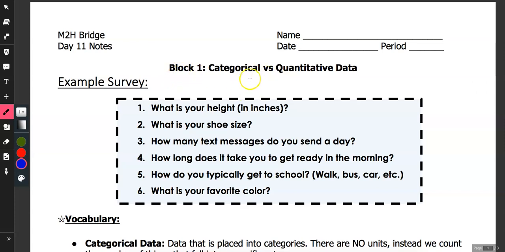We're going to talk about categorical versus quantitative data. The unfortunate thing here is we would be collecting a lot of data as a class if we were in school together, so we'll be looking at some given data instead of collecting it ourselves. But let's take a look here at an example survey. We're going to use this survey to talk through some vocab.